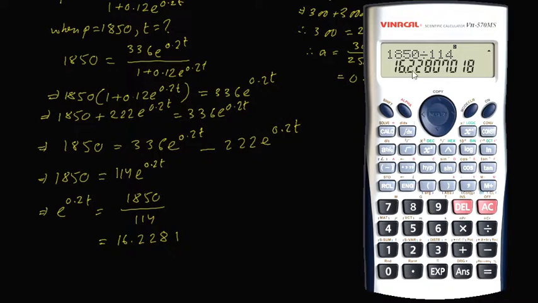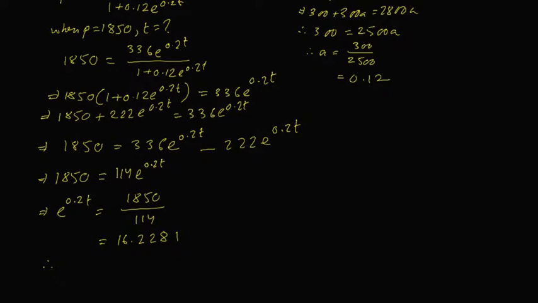So 16.2281, that would be the value. Now remember, this is an exponential function sum, and we need the formula for solving e to the power x equals a, and that would be ln a. ln means log base e. So for solving this, we need that logarithm formula.